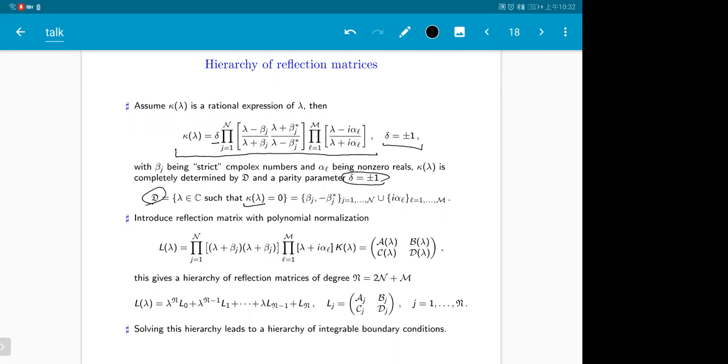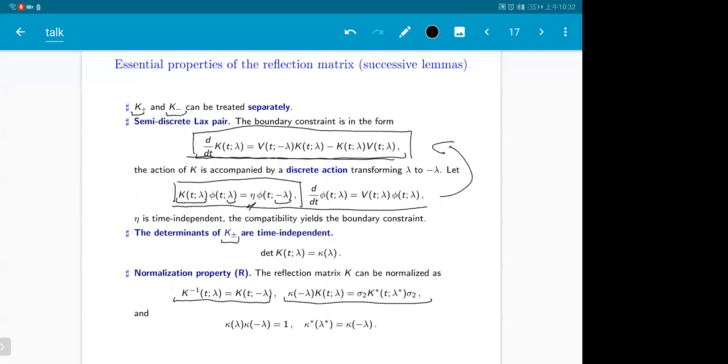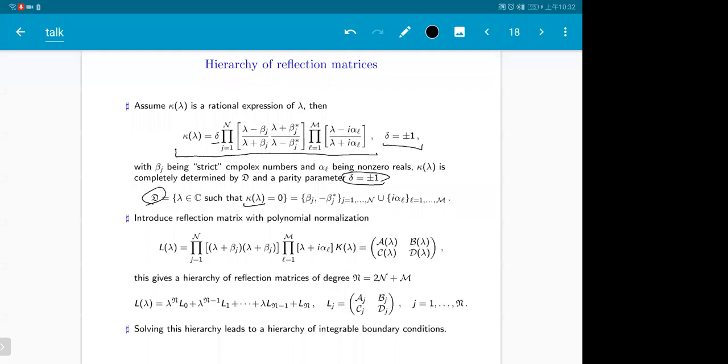Then we want to solve this semi-discrete Lax pair. We transform this K into a polynomial of lambda, and we plug this polynomial in lambda into the Lax pair. We want to see the possible form of this L. Solving for L will amount to a hierarchy of reflection matrices and a hierarchy of integrable boundary conditions. The hierarchy is in the sense that your reflection matrix has a polynomial dependence on the spectral parameter lambda.